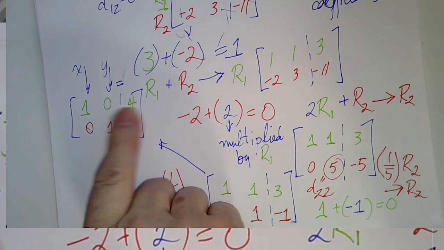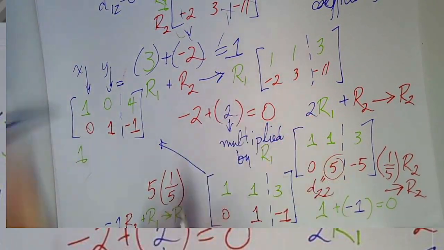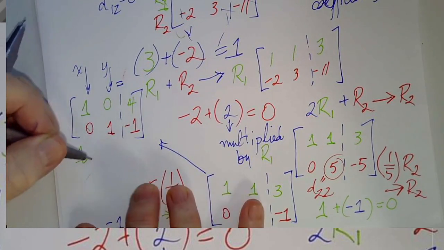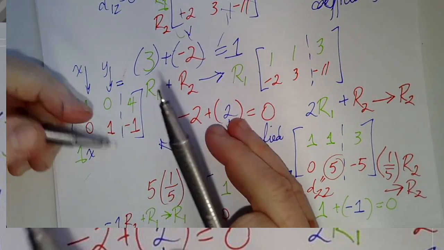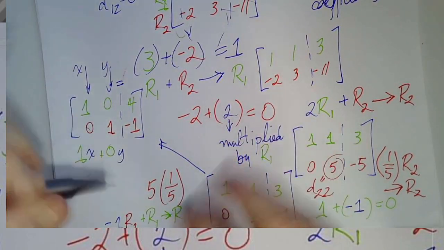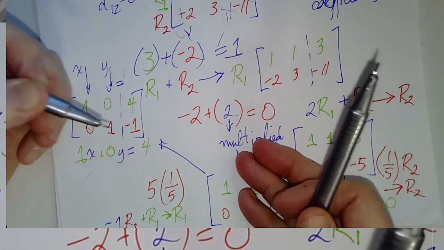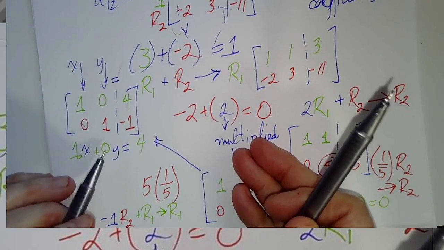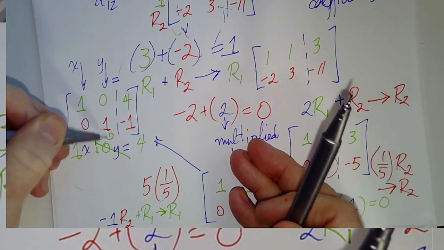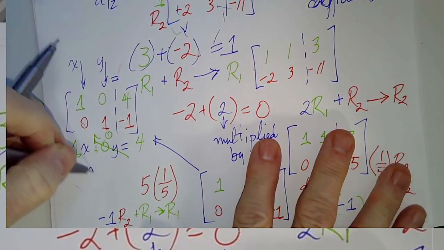So let's write this first equation. We have 1 times x plus 0 times y equals 4. What is 0 times y, though? Exactly right. It's always 0. And 1 times x. Can I just write x? So I get x equals 4.